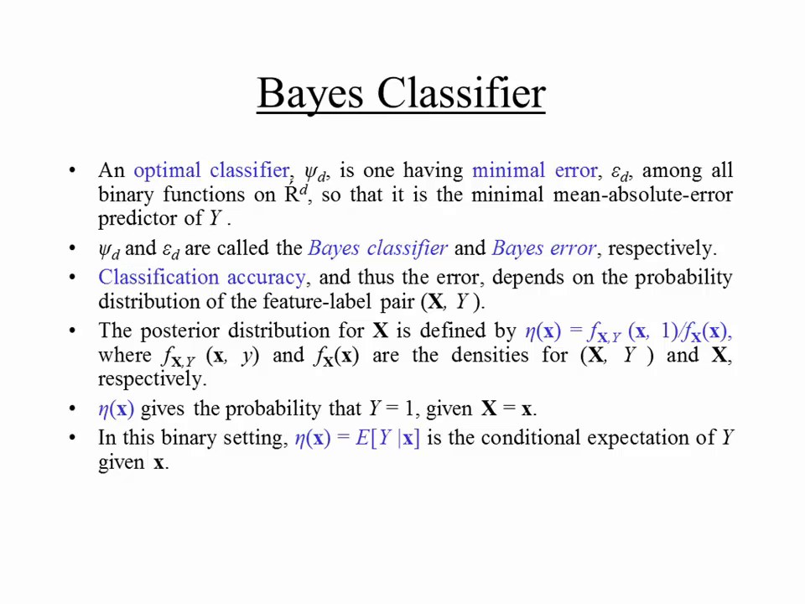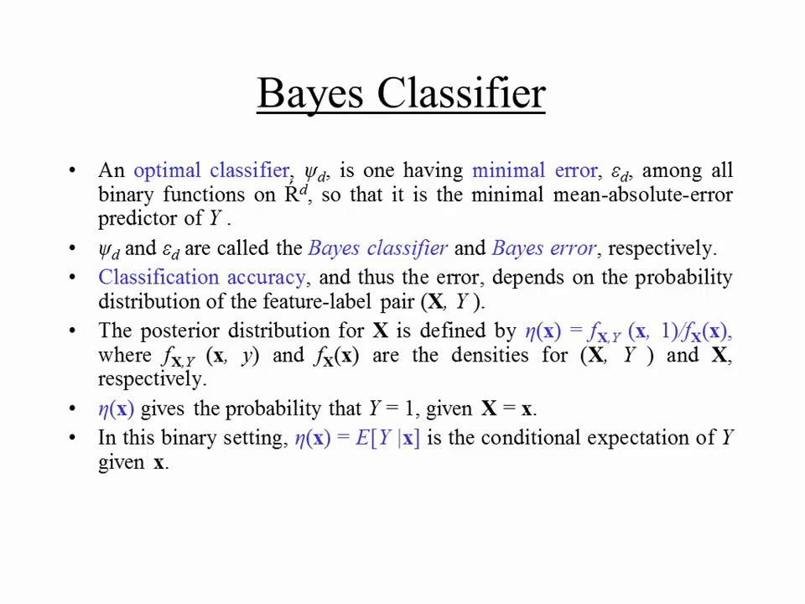Now we want to find out the best possible classifier. The optimal classifier psi sub d, meaning the optimal classifier on d-dimensional feature space, is the one which has the minimal error, denoted by epsilon sub d, among all binary functions on d-dimensional space, so it is the minimal mean absolute error predictor of y. That best classifier is called the Bayes classifier, the classifier that has the minimum error. And the error of that Bayes classifier is called the Bayes error.